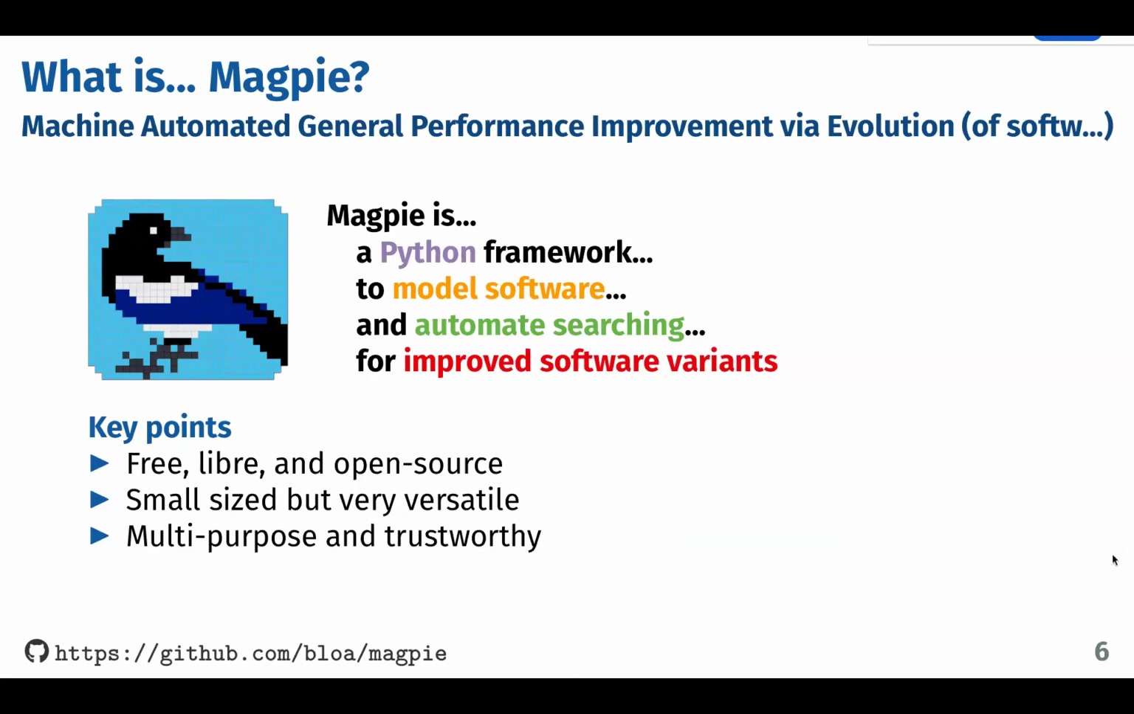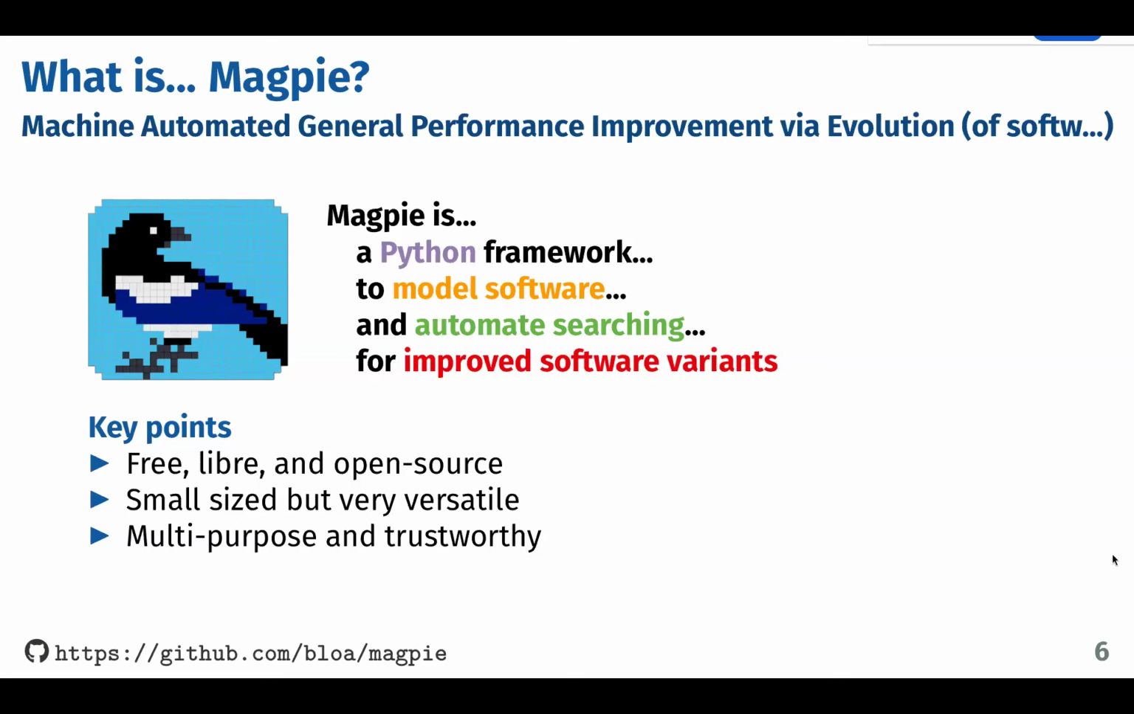So this is where I introduced Magpie. Magpie is a backronym for a slightly hard to say sentence, which is Machine Automatic General Performance Improvement of Evolution of Software. It's not really the point. The point is Magpie is a framework that is written in Python, so it's easy to install, easy to read and to use. It's a framework that takes software and models it. From that model, it will automate a search with transformation to improve that model and ultimately have improved software variants.